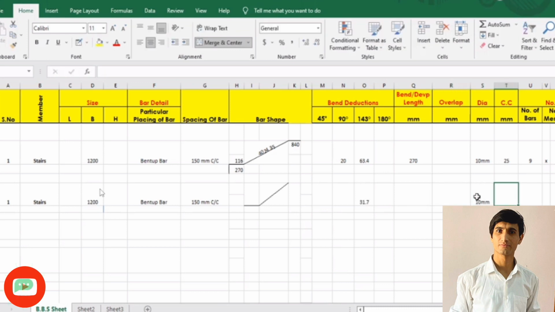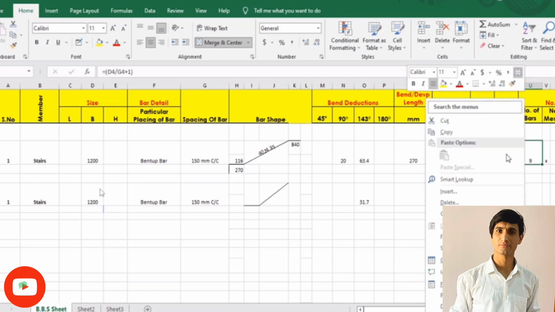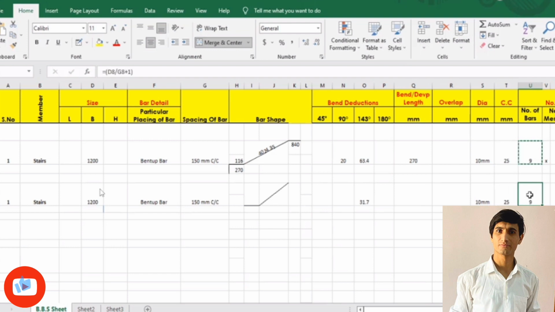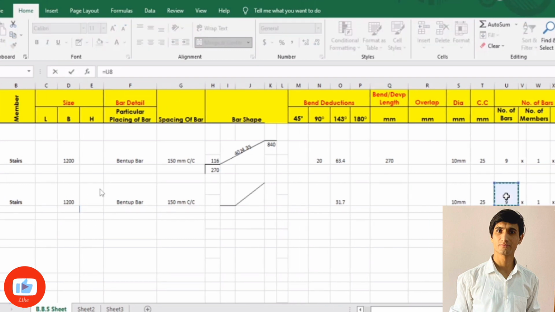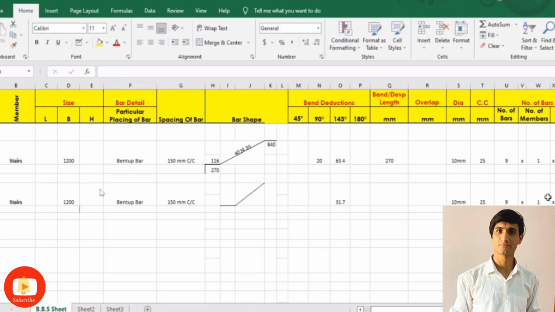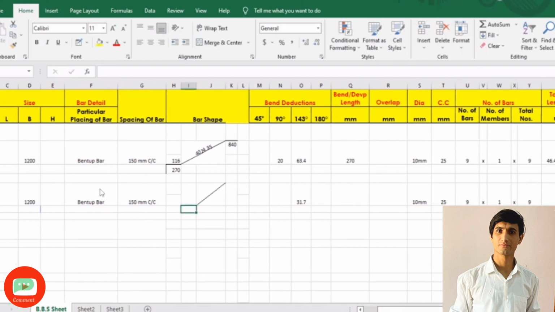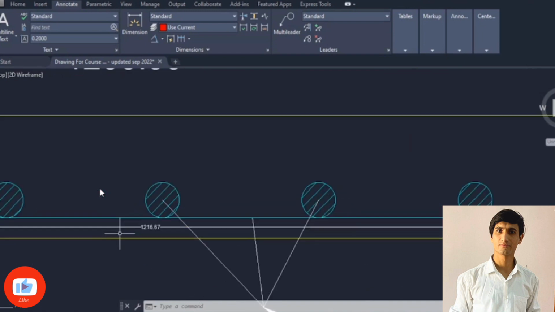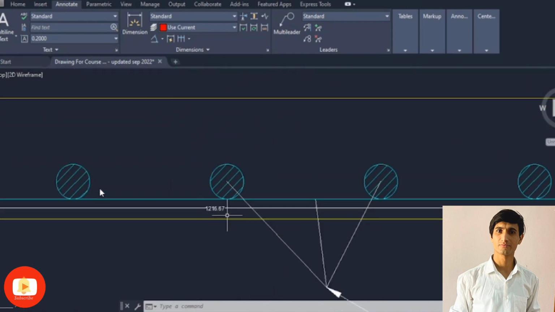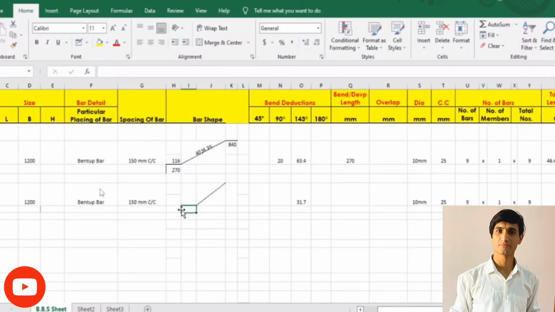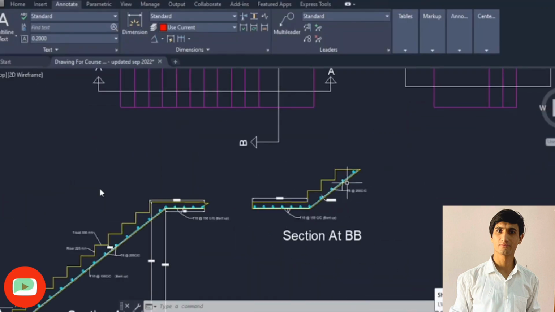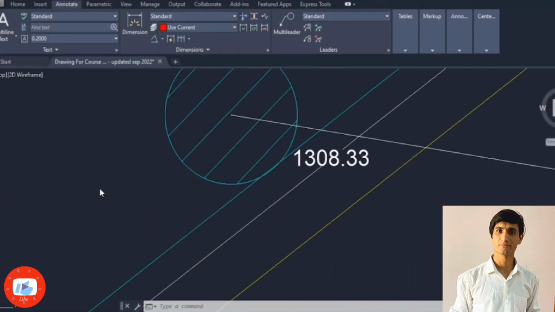Dia we are using 10 mm, 25 is the concrete cover, and number of bars. So number of bars will be same because span is same, placing span is same, so it is okay. Span divided by spacing plus 1 in flight number 2 as well, multiplied by number of members as 1, and then total numbers will be equal to number of bars multiplied by number of members. Hit enter. Next we need to find out the total length, and first of all the cut length. Cut length here is first of all 1216.67 the horizontal, and then we need to find out the inclined. What about the inclined? It is 1308.33.